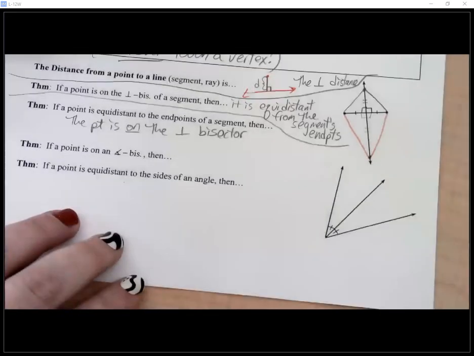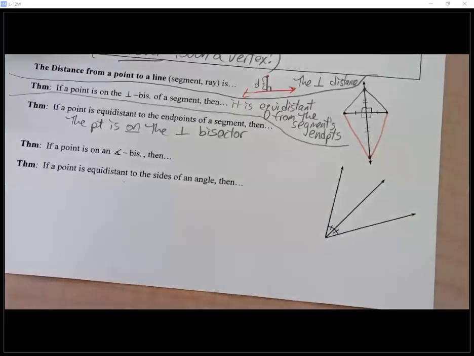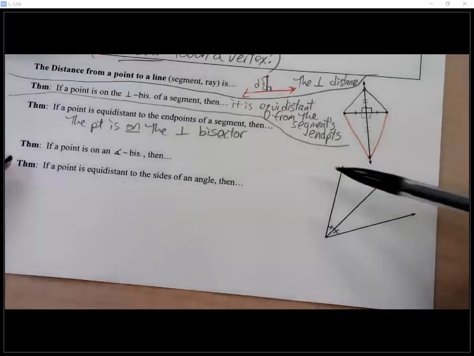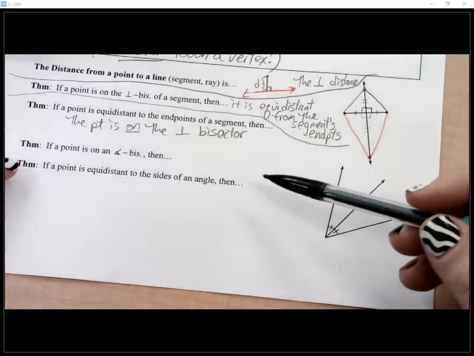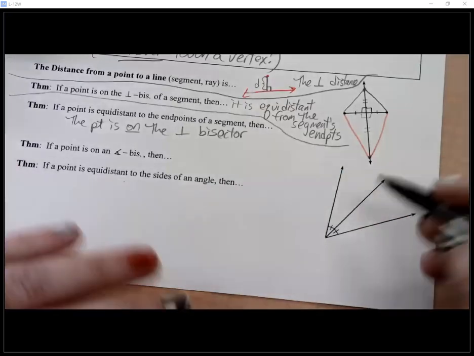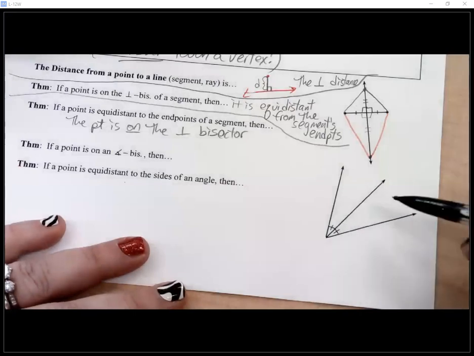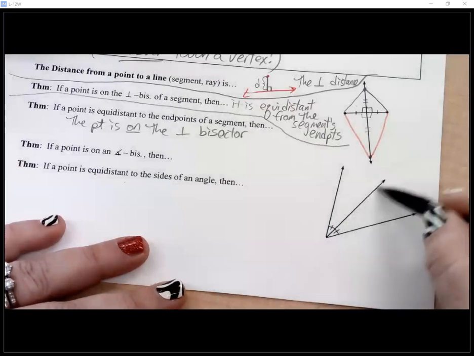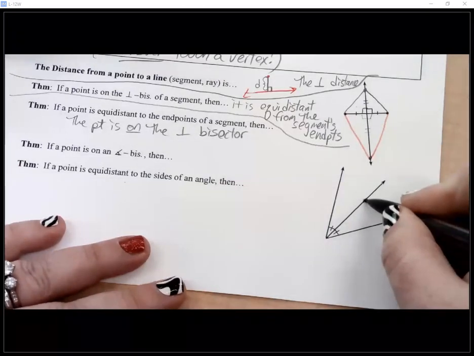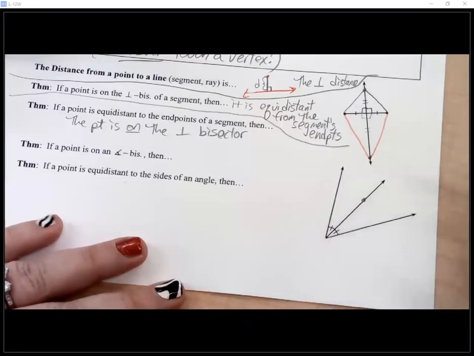So let's look here. If a point is on an angle bisector, then, okay, let's see what's going on. I have in this diagram an angle bisector, right? We have a big angle, it got bisected. You can pick a random point on that angle bisector anywhere you want. It really doesn't matter. You pick it wherever you want to pick it.